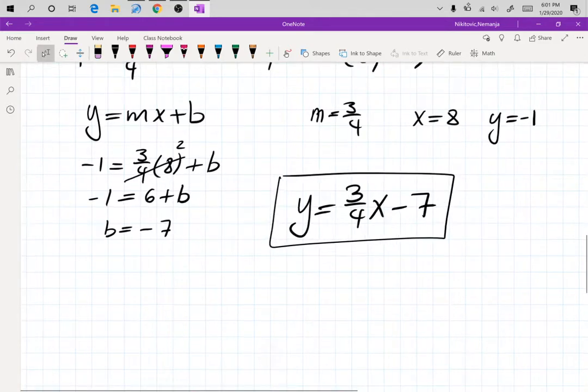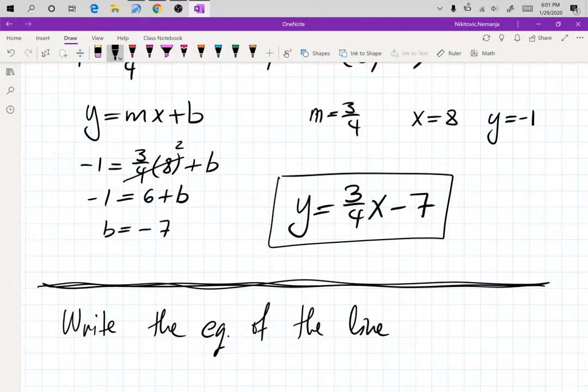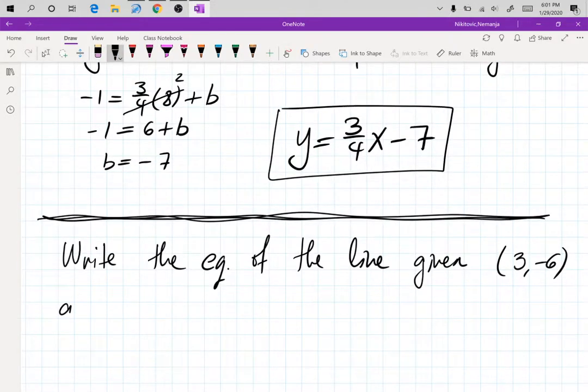One more problem to use that formula for slope, and then we can go and take a look at the precalculus features. Write the equation of the line given 3, negative 6, and what? 0, 1, thank you. Couldn't think of any numbers on the spot. So you have to use that slope formula to figure out the slope and then do the same procedure as before.